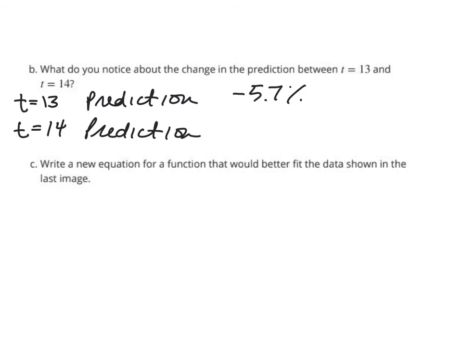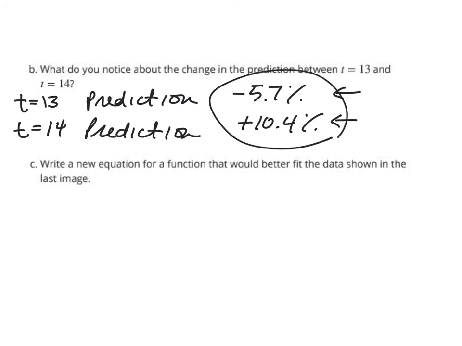And then at t equals 14, my prediction, I think it was too high. I had 17.4 and they had 7. So it was over by 10.4%. To be under 1 hour and over the next is pretty shocking, in my humble opinion. So it's a drastic drop. If we added that up, it's a drastic drop of about 16.1% from 1 hour to the next.